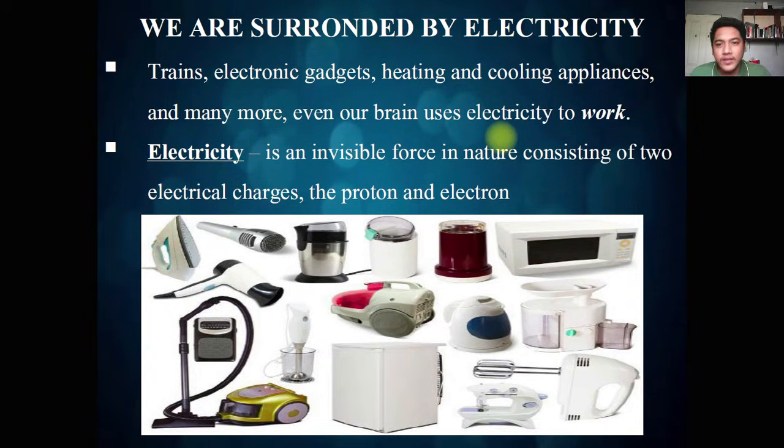Again, our world today would not be the same without the discovery of electricity. Trains would not work. We could not have our discussion in the classroom because there is no projector, which utilizes electricity. You cannot use your TV, or your electronic gadgets, your iPhone or Android phone, without electricity. So it is a very important discovery, and that's why there is a need for us to study the basics of electricity.